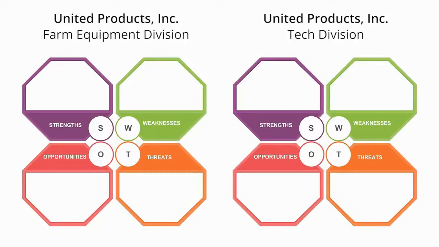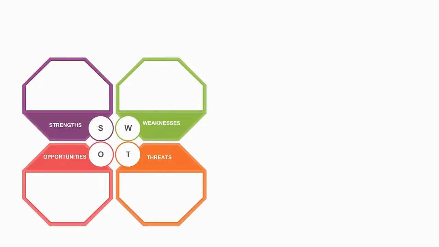It is important to note that a strength for one part of your organization might be a weakness for another. For instance, the old-fashioned brand image and 100-year-old history of a company may benefit the farm equipment division, but it may not be such a boon for the new tech division. For that reason, you may want to perform a different SWOT analysis for each part of your business rather than for the business as a whole.